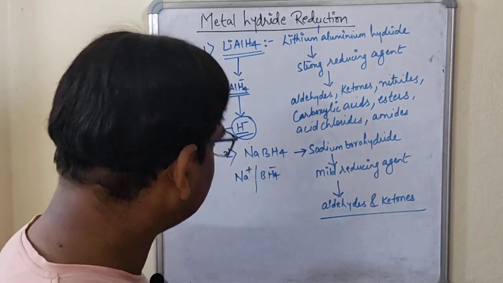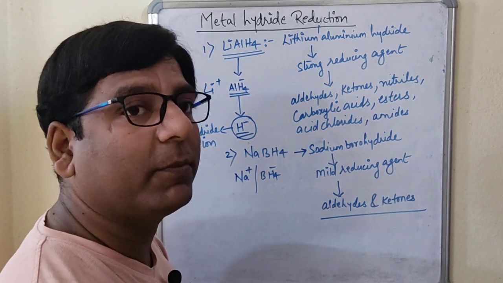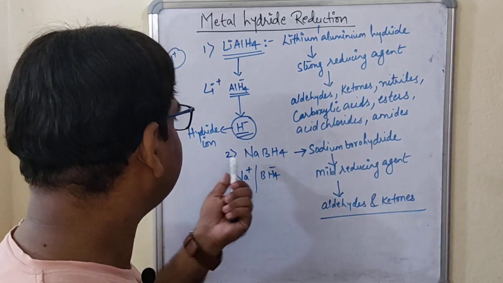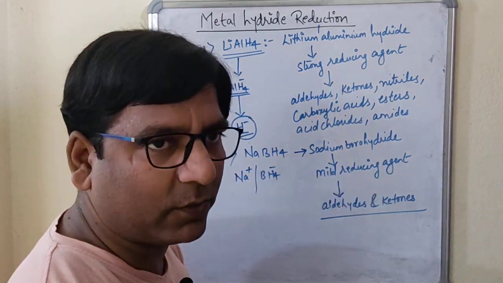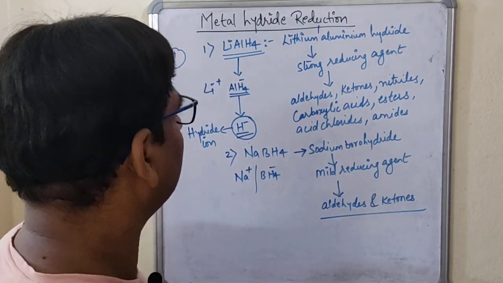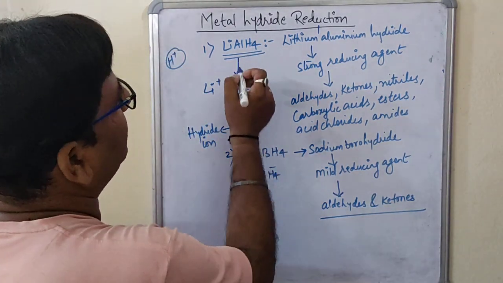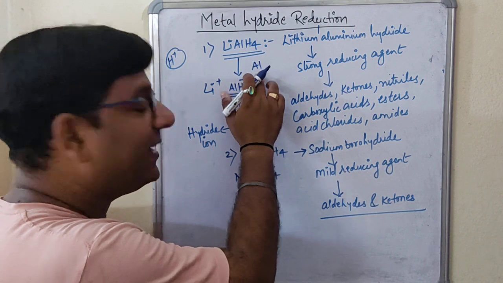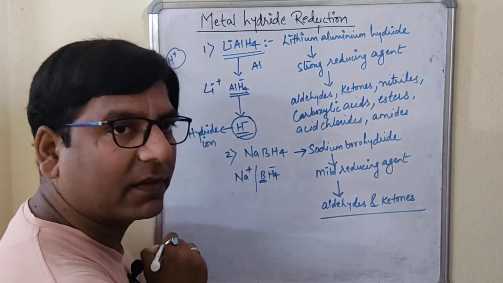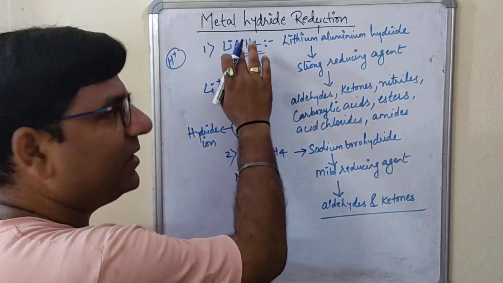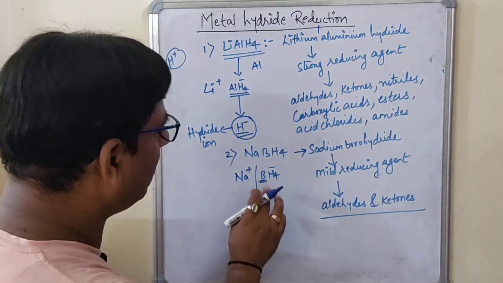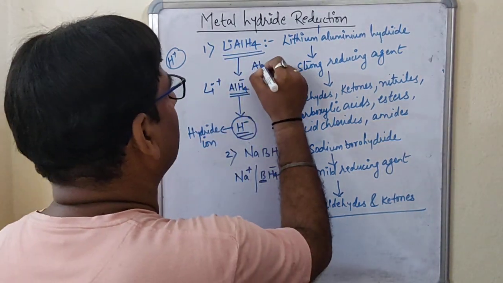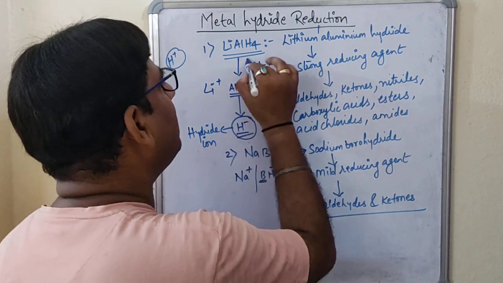Now the question arises, students, one question may be coming in your mind, why I am saying that LiAlH4 is a strong reducing agent and why I am saying NaBH4 is a mild reducing agent? The reason behind this is, see, aluminum is less electronegative as compared to boron. Boron is more electronegative as compared to aluminum. So this Al-H bond becomes highly polar.